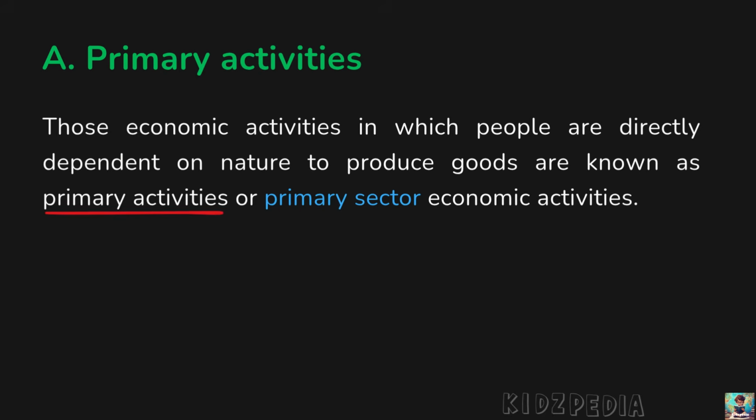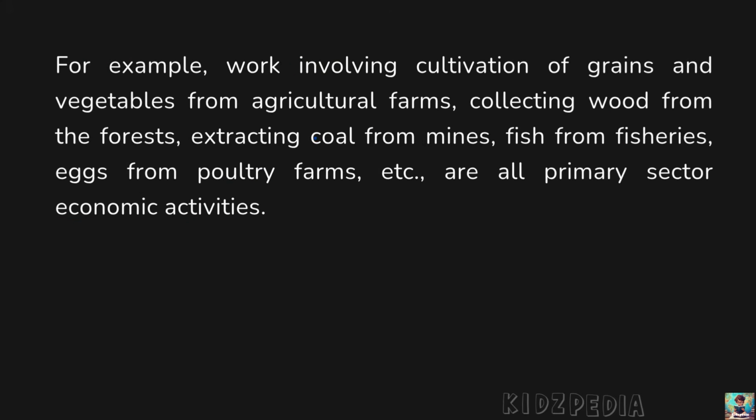So, primary activities or primary sector economic activities are jobs where people get goods directly from nature. These activities depend on natural resources like soil, water, forest, and minerals. People earn money by producing things directly from nature. For example, work involving cultivation of grains and vegetables from agricultural farms, collecting wood from the forest, extracting coal from mines, fish from fisheries, eggs from poultry farms, etc. are all primary sector economic activities.